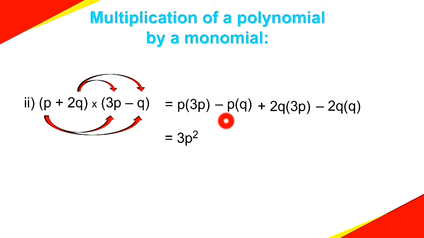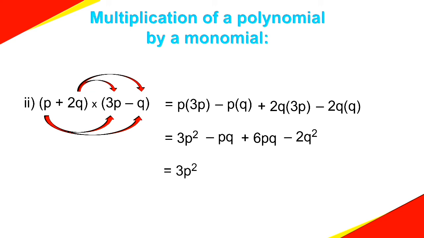Here p into q can be written as pq. Plus, see here, the constant terms you can multiply first. 2 threes are 6, and two different variables, that is pq. The next one is minus 2 q power 1, q power 1. So what can we write? q square. Good.